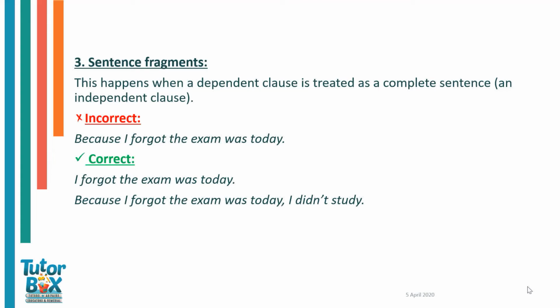Another way of fixing this error is by adding an independent clause to the dependent clause. So the dependent clause that's being treated as an independent clause is, because I forgot the exam was today. So to make this a complete sentence, you could add, because I forgot the exam was today, comma, I didn't study. This makes a lot of sense. You could easily go up to someone and say, because I forgot the exam was today, I didn't study. This is therefore a complete sentence on its own, as it has an independent clause joined to the dependent clause.